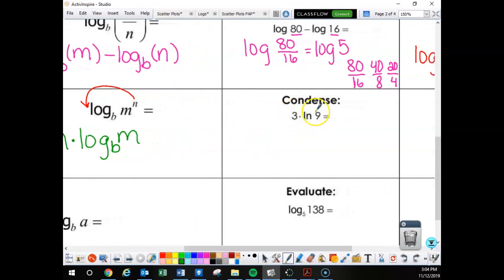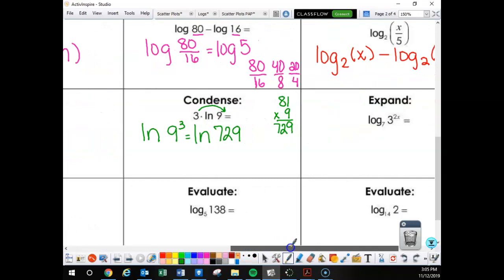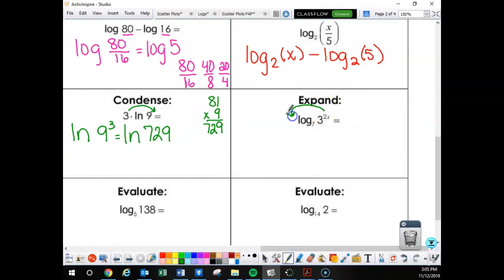So if I want to condense this, the 3, I can move it back into the exponent. So this would be the natural log of 9 cubed. And so 9 times 9 is 81, right? Let me make sure. Yeah. And so 9 times 81, this would be 729. So this turns into the natural log of 729. All right. And then if I want to expand that out, I would just move that 2x back down. So this would be 2x log base 7 of 3.